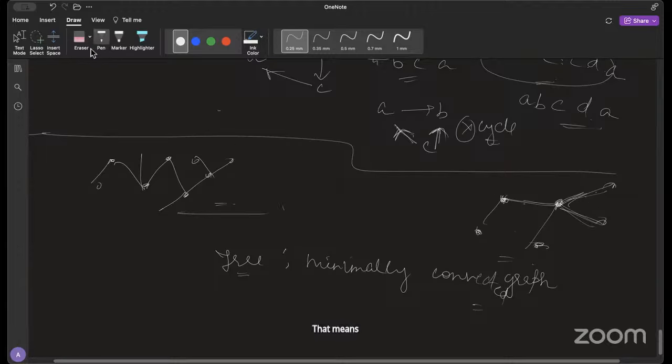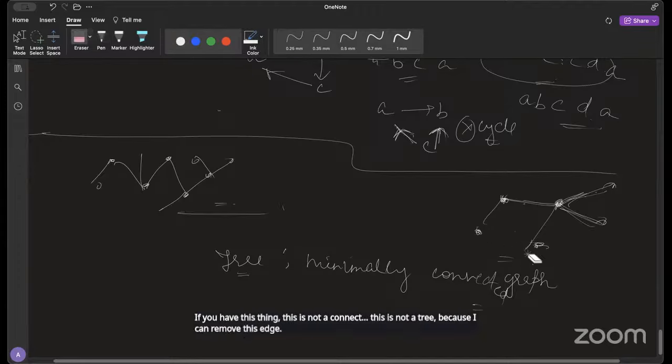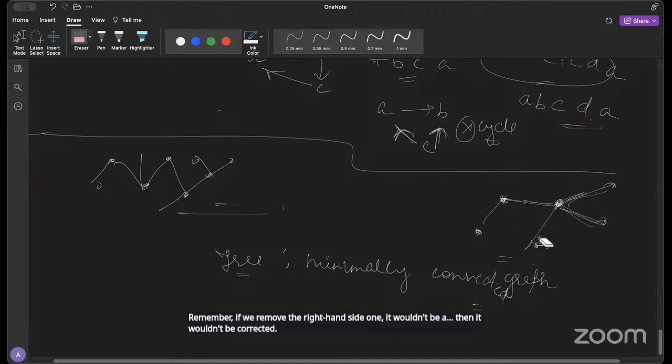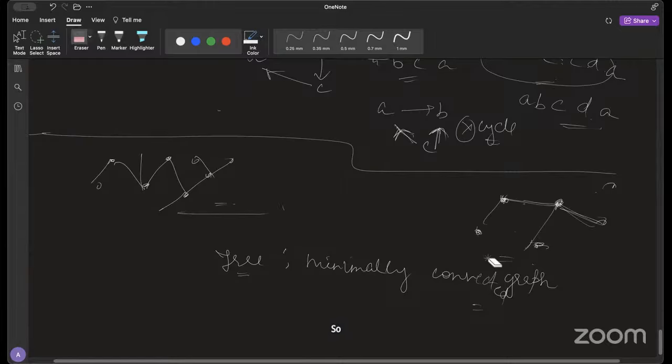That means if you have this thing, this is not a tree because I can remove this edge. I have one edge which I can remove, and this is still a connected graph. Ma'am, but if we remove the right hand side one, then it won't be connected. Yeah, if you remove this thing, this is not connected. That's why this is a tree, because this is a minimally connected set. Even if you remove a single edge from here, it won't be a connected graph. That's why it's a tree.